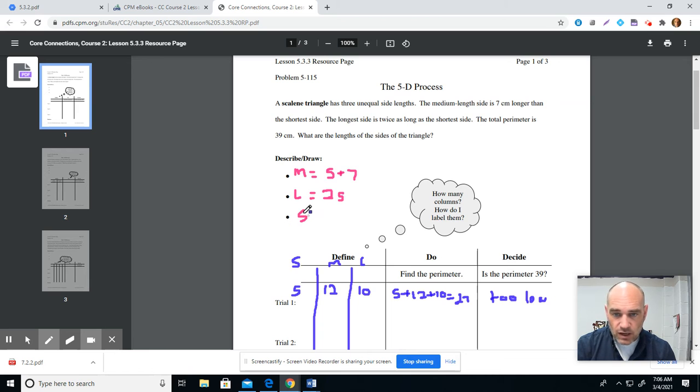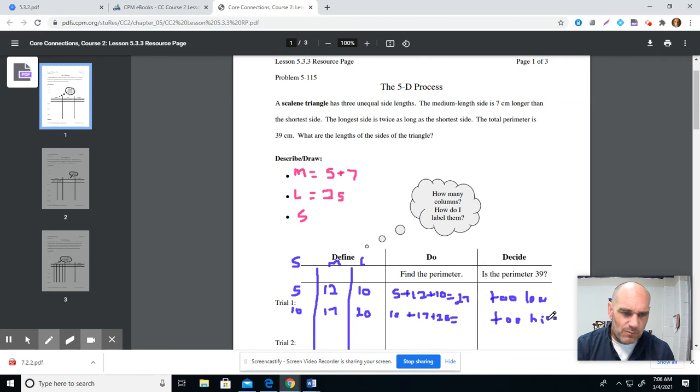Let's try 10. I'll put 10 in for my short side. My medium side, if the short side is 10 plus 7, would be 17. And then if my short side is 10, 2 times 10 is 20, so my long side is 20. Now I have 10 plus 17 plus 20. When I add them all up for perimeter, we end up with 47. Oh, that's too high. So too high.